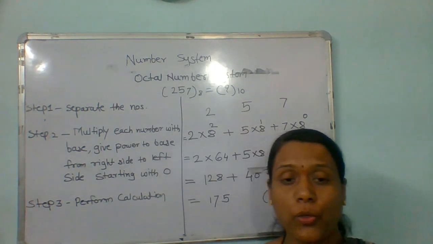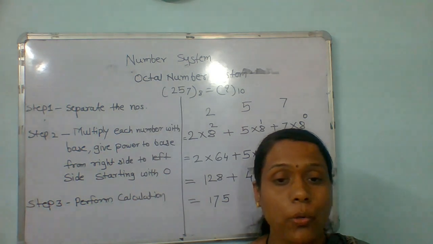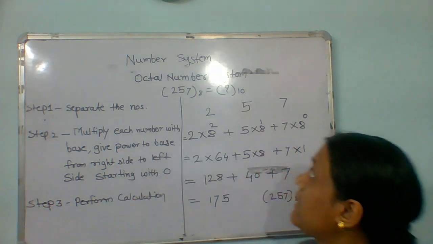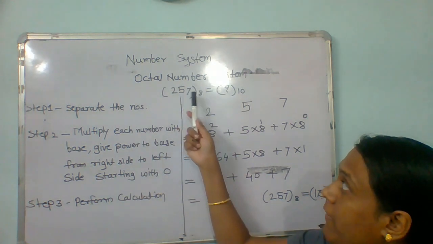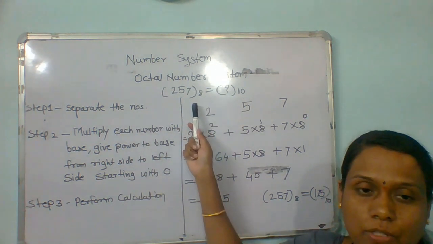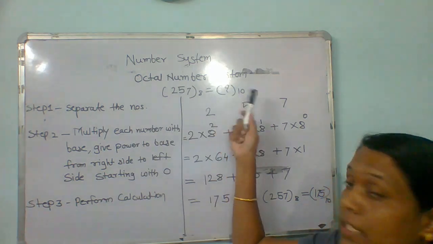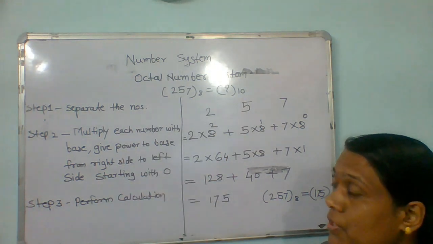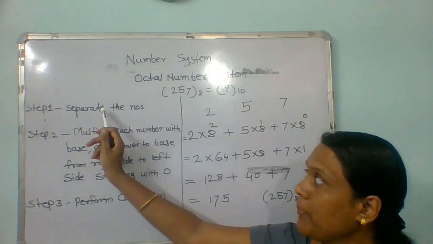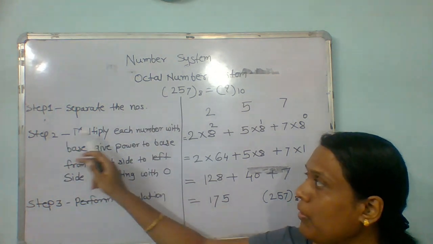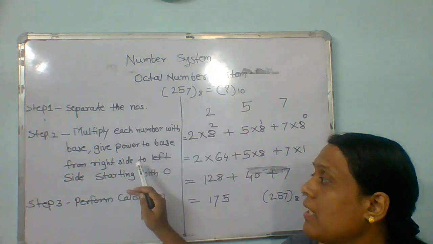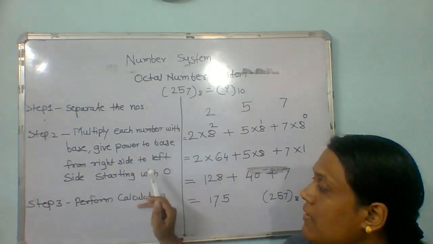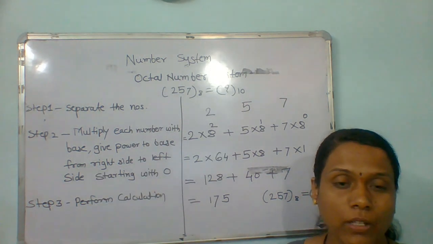Now we are going to see the conversion of the octal number system into the decimal number system. See, this is the octal number 257, base is 8. We are going to convert this number into decimal. We follow the same procedure. Step 1, separate the number. Step 2, multiply each number with the base. Give power to the base from right side to left, starting with 0, and perform the calculations.